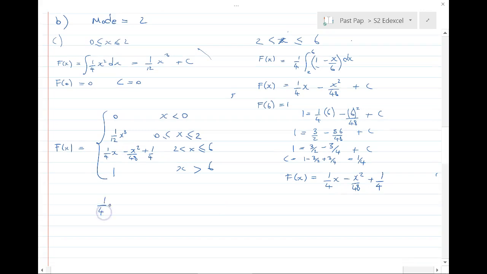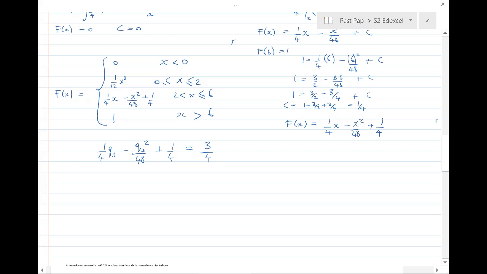So here we go. 1/4 x minus x squared over 48 plus 1/4, I'm going to write it as a fraction, equals 3/4. So I might as well use the notation we want. I can call that Q3, which is what we're looking for, the particular value for the upper quartile. So I'm going to times through by 48 here.